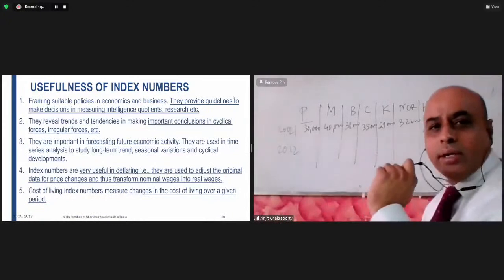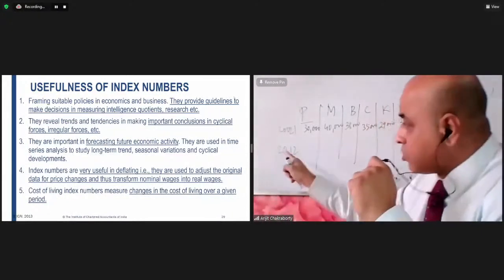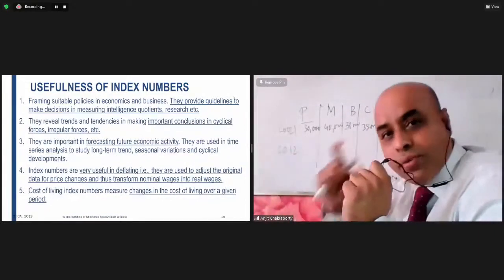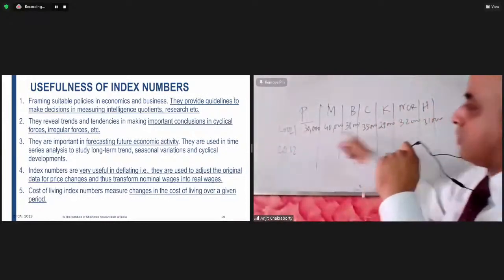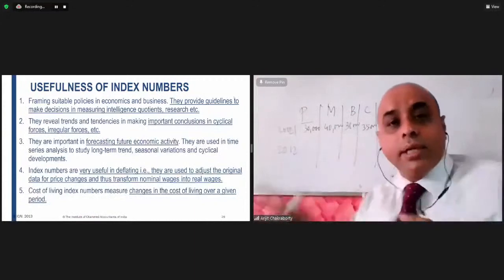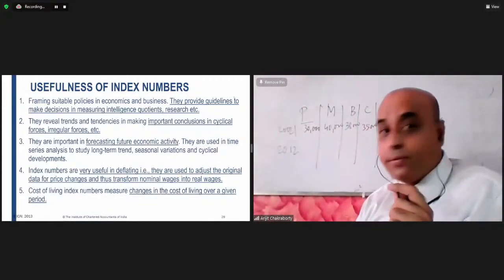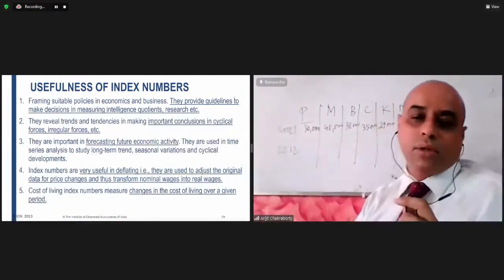And now if we find out the same input for 2012, that means in the year 2012, to have a comfortable life, what was the total living expenses per month in each of these cities? And this technique is actually used for calculating the salary increment. Every company provides salary increments based on what? Based on the cost of living index.